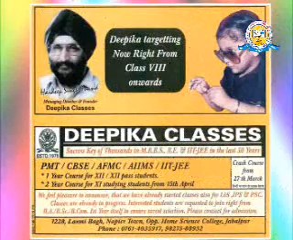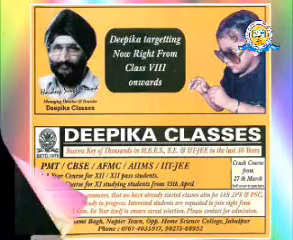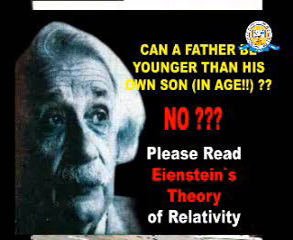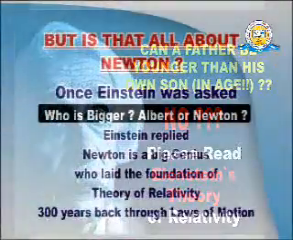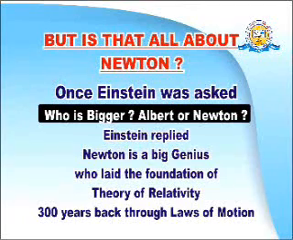On an occasion, Einstein was asked, Einstein you know very well, I am not to say anything about, hundreds of years ahead, such a scientist like Einstein would not take birth, and hundreds of years have passed when such a scientist might have not taken birth. Now please see what Einstein says about Newton. Einstein, the greatest man on earth, see what he wants to say. One day on an occasion he was asked, who is bigger, Albert or Newton? So Einstein's answer was, certainly Newton is a big genius who laid the foundation of theory of relativity 300 years back through his laws of motion.